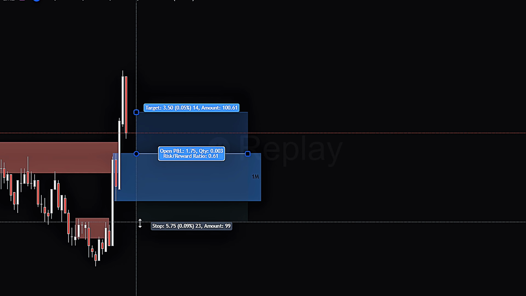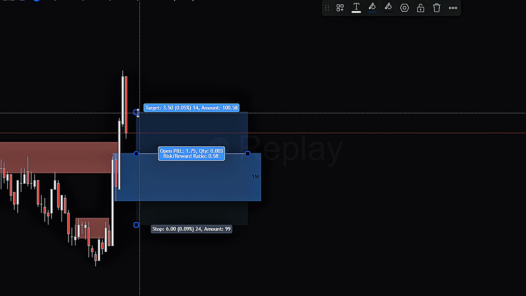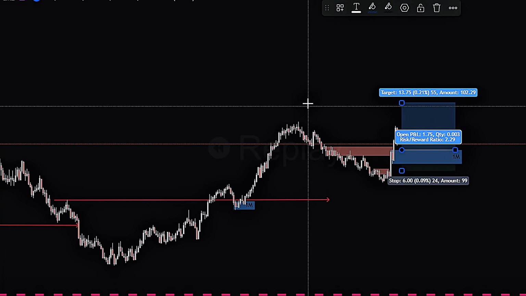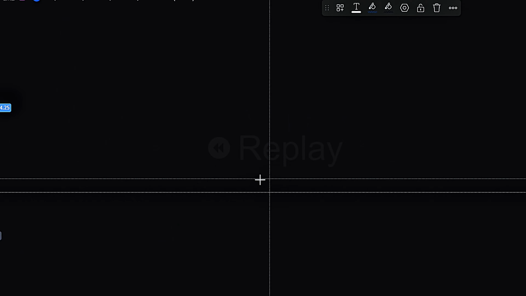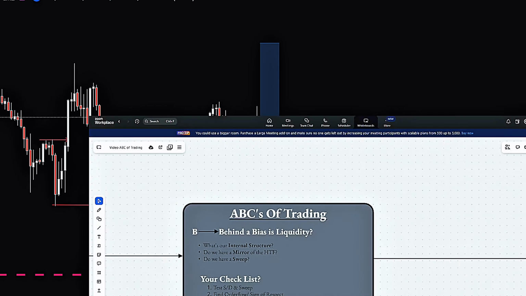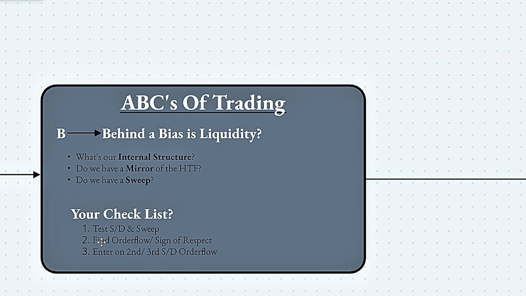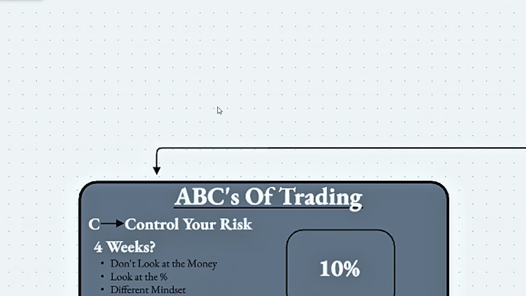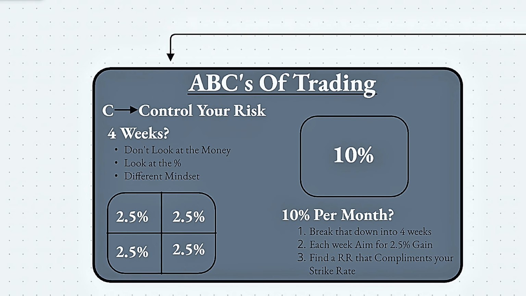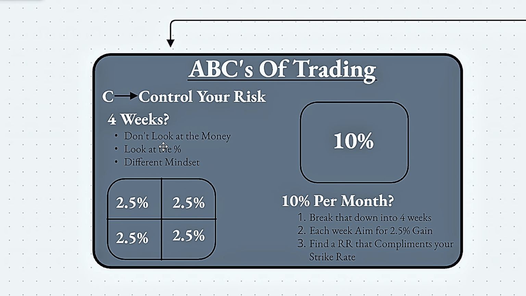I'm comfortable taking this trade just because we have multiple things that have proven that, okay, this is the highest probability. And that's what trading really is. You're looking for the highest probability. Now let's refer to our checklist and look. Tested the supply and demand. We found our sweep. Then we found our order flow, who's in control, and then we entered off of the second demand, right? So that leads us into C, control your risk.